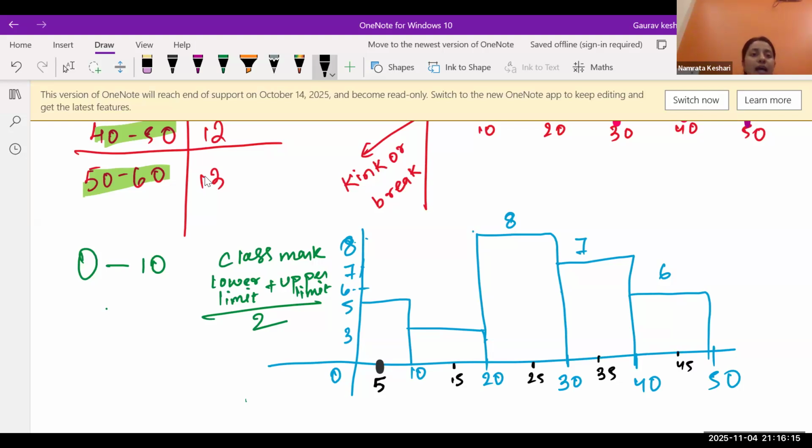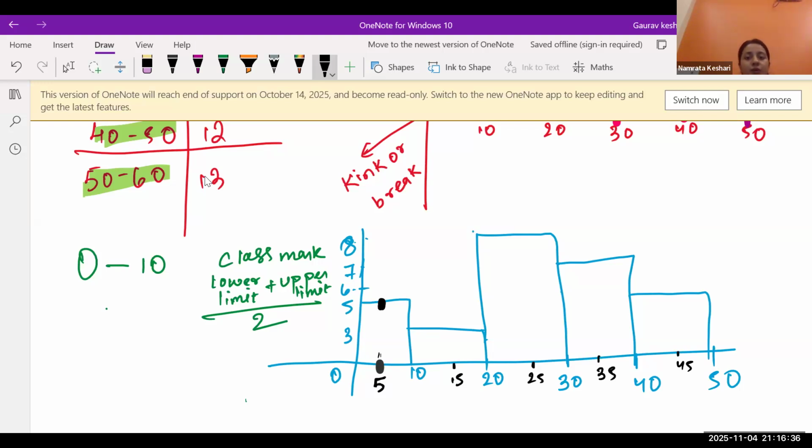Now these class marks which we have represented, we will be locating in our rectangles. In each rectangle we will be locating this class mark. So we will go straight. You need to take the help of a scale, a ruler, and locate this class mark over here in your rectangle. Making sense?